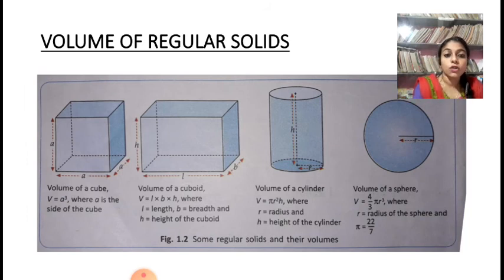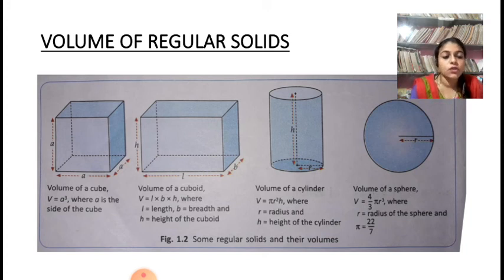Next, volume of regular solids. We all know that in the previous class we discussed the area of regular shapes. Likewise, we are going to discuss the volume of regular solids. First is the cube. The volume of a cube will be V = a cube, where a is the side of the cube. And for the volume of a cuboid, V = L × B × H, where L is the length, B is the breadth, and H is the height of the cuboid.